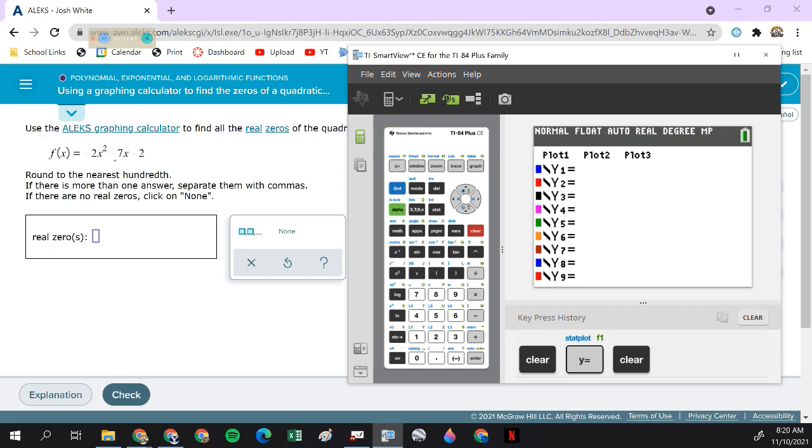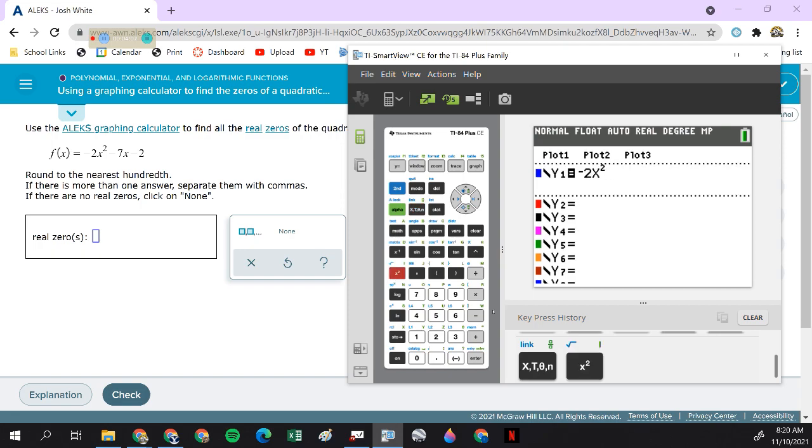-2x squared minus 7x minus 2. If you say negative, use the negative button. If you say minus or subtract, then use the subtraction button. So -2, and then the x button is right here next to the green button. X squared minus 7x minus 2. And then I'm going to graph it.